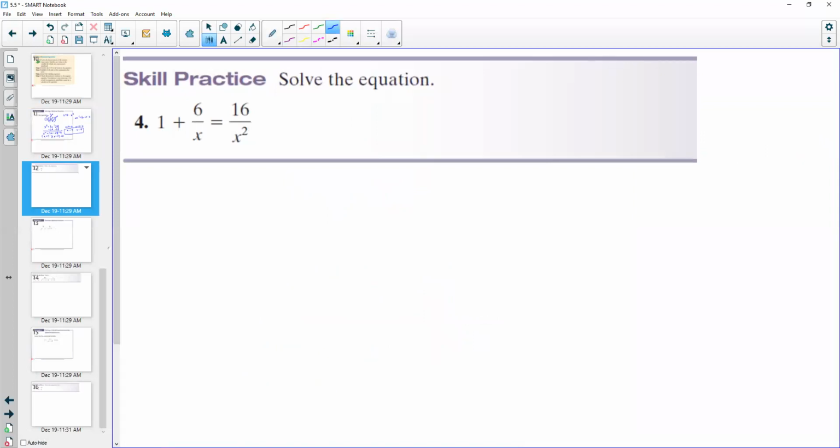Let's see. You try this one. This one is very similar to the last one. You should get x is equal to negative 8 and x is equal to 2. You decide whether or not both are acceptable answers. Okay, if you get stuck, go into the discussion, ask a question.